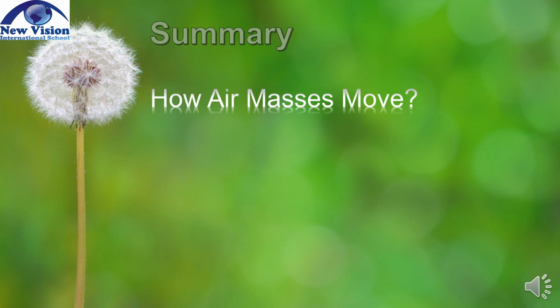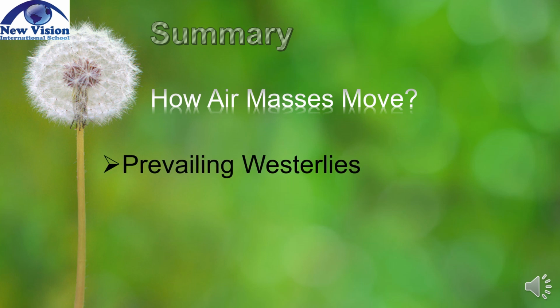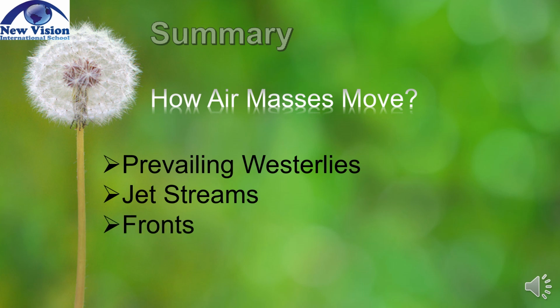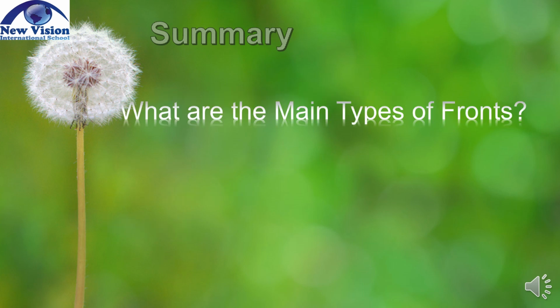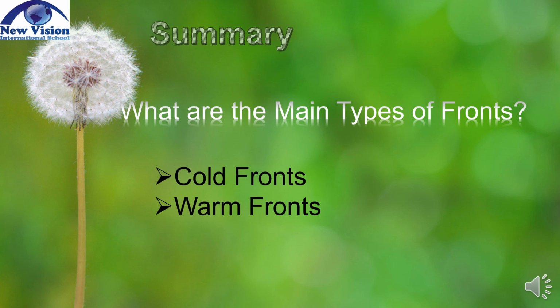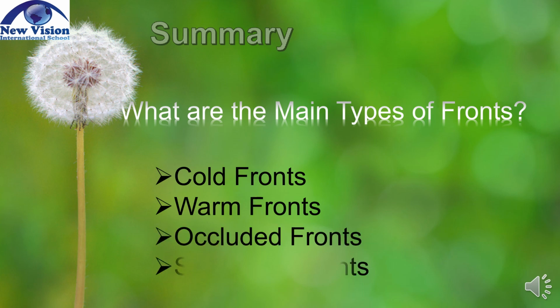How do air masses move? Air masses move by prevailing westerlies, jet streams, and fronts. What are the main types of fronts? We have cold fronts, warm fronts, occluded fronts, and stationary fronts.